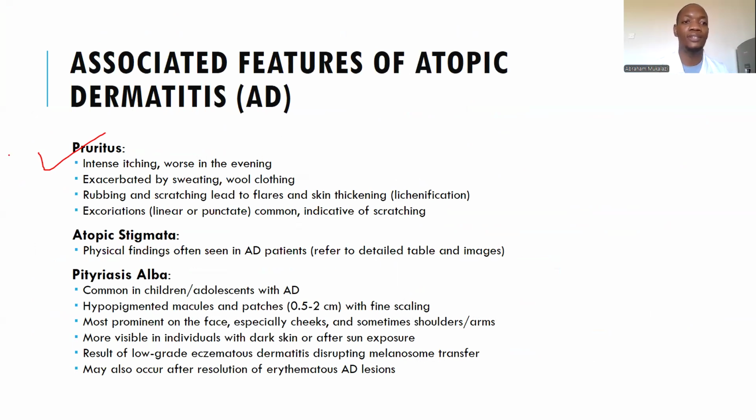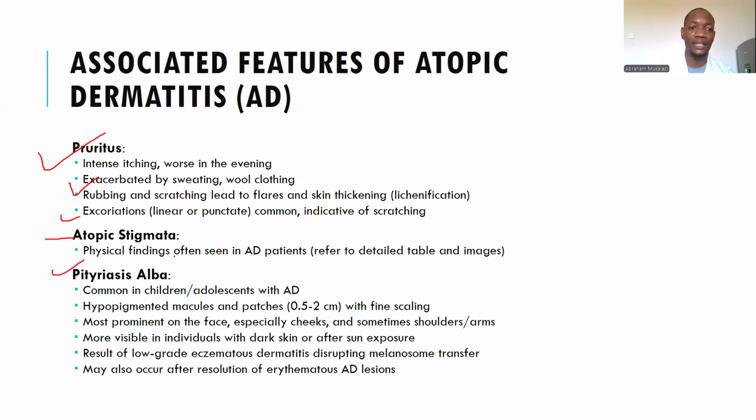And in this case, pruritus is very, very intense. Worse in the evening, it can be exacerbated by sweating or even wool clothing, and rubbing and scratching can lead to flares and skin thickening. Then they can also end up with excoriations, which can be either linear or punctate. Most times, when you see excoriation, this is indicative of someone who is scratching. Then you have the atopic stigmata. These are the things that you see after someone has had atopy. You're going to see a table for it.